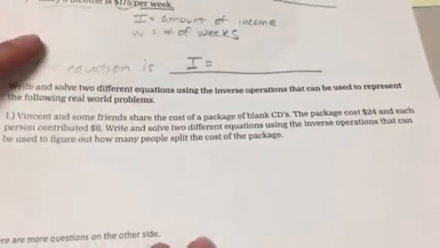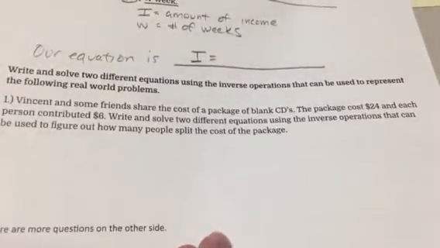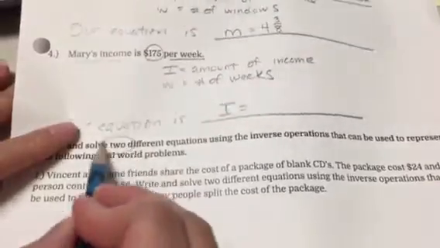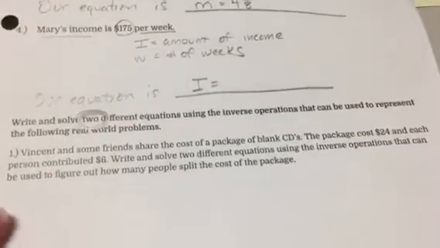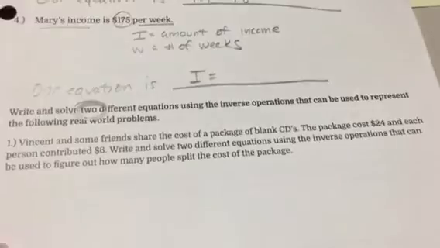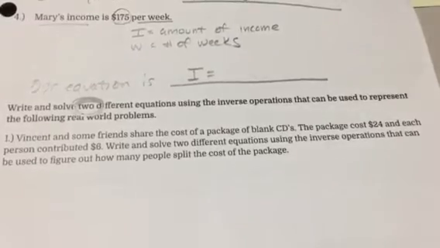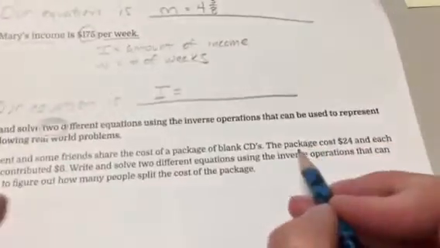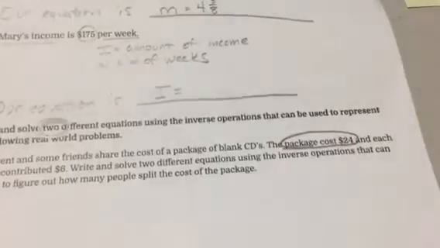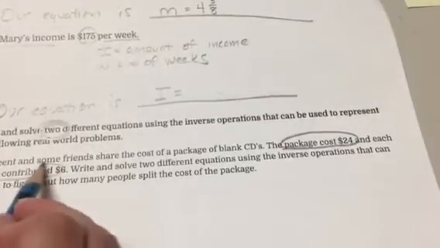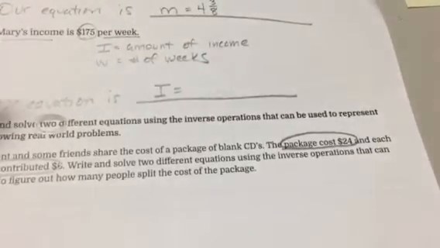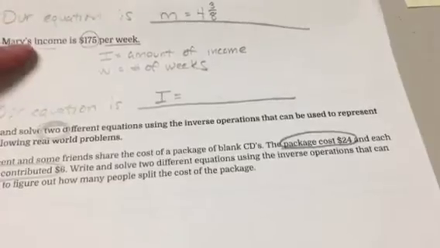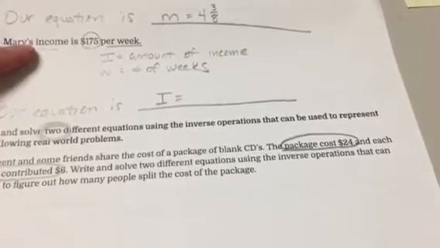Take a look down at the bottom. This is just like we were doing in class. It says write and solve 2 different equations using inverse operations for these real world problems. So look at number 1. Vincent and some friends share the cost of a package of blank CDs. The package costs $24, and each person puts in $6. So write and solve two different equations using inverse operations to find out how many people split the cost.